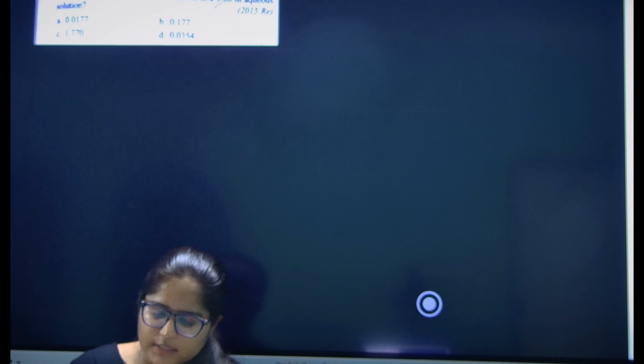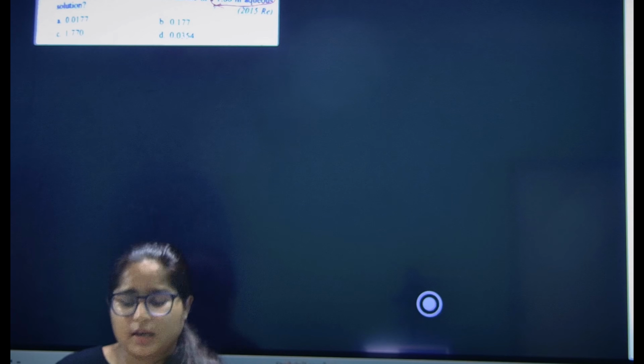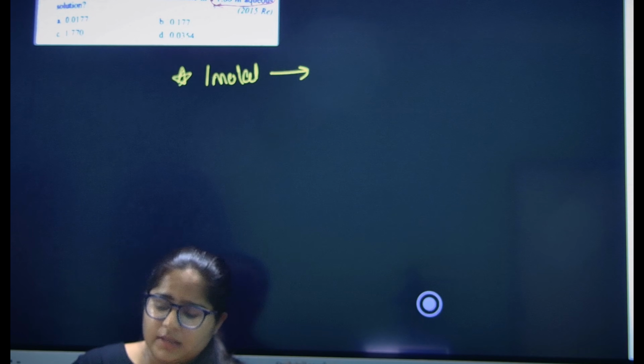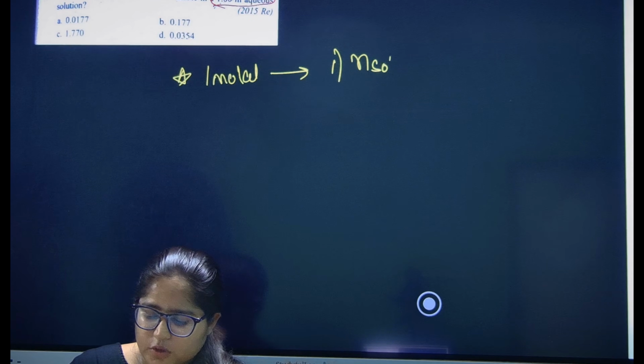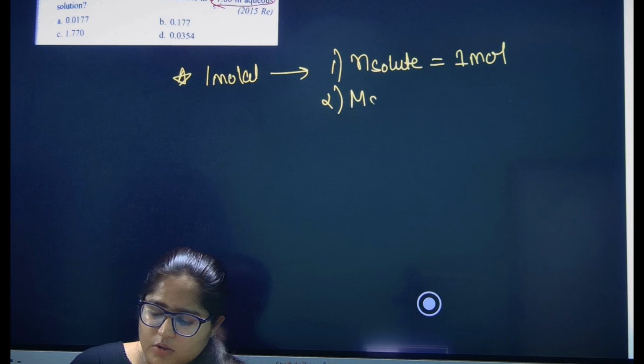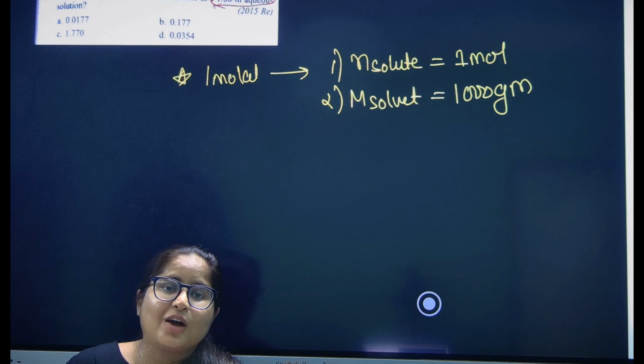Okay. Now let us see the next question. What is the mole fraction of the solute in a 1 molar aqueous solution? So what they are asking here is mole fraction, and what they have given is 1 molar. Just now I have told you that whenever it is written 1 molar, what does it mean? The first star point, ma'am, mole of solute is 1 mole. Second star point, ma'am, mass of solvent is 1000 gram.